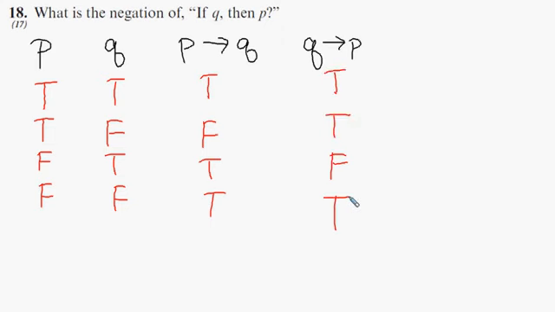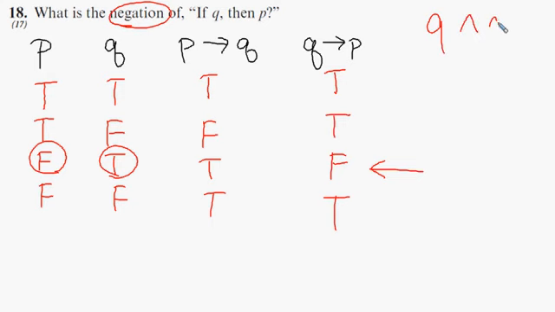Okay, so now when we're asking what is the negation of if Q then P, I could also say, what are the components that will make this false? Well, it was that Q was true and P was false. So we can say with confidence the negation of if Q then P is Q and not P. I hope that helps.